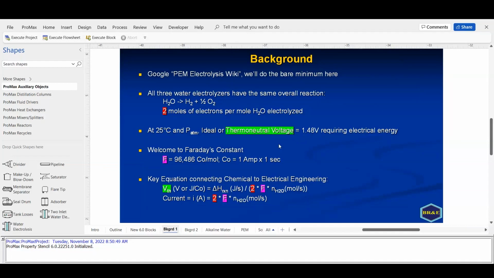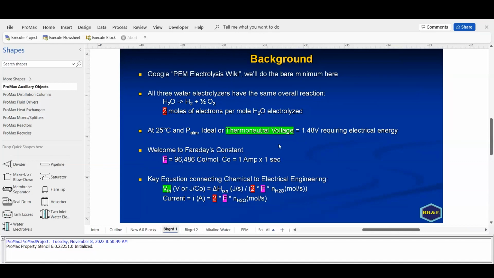But when you look in the references that describe these different electrolytical processes, they'll usually characterize them in terms of an ideal or thermoneutral voltage. And for the electrolysis of water at standard conditions, that voltage is 1.48 volts. So here we have a voltage, but it corresponds to a heat of reaction. We have a chemical engineering side of this, which is the reaction of water into hydrogen and oxygen and the energy required to carry that out.